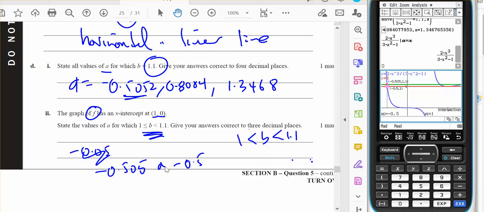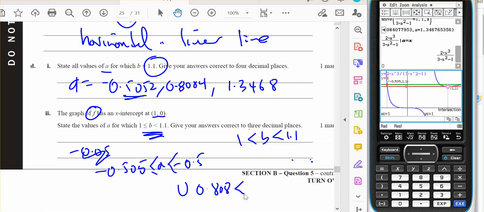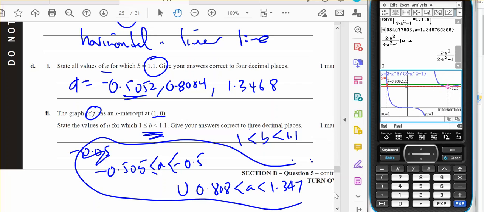So A goes from, it can equal that one, but not equal that one, union. And if I jump over here, it's equal to 1 there. So in actual fact, I don't have to worry about that because it's always going to be between 1 and 1.1 between the other ones. So 0.808, A going to 1.347 are the values of A that give B between 1 and 1.1.